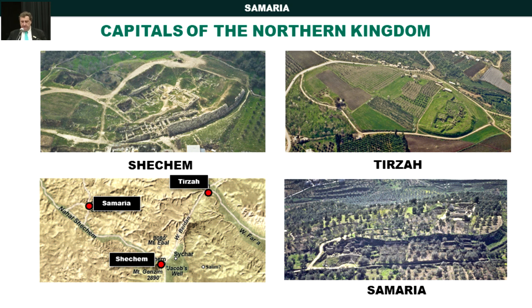Now, being in a valley made it vulnerable to attack, so by the time we get to the reign of Israel's 3rd king, Baasha, a new capital has been set up at Tirzah, perched above the next bend in the central valley.